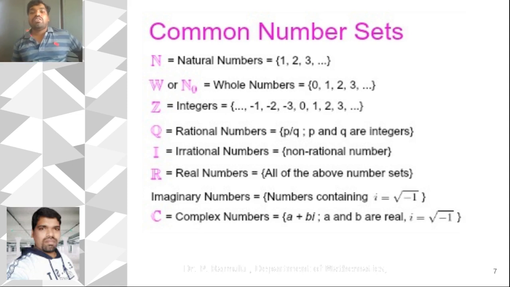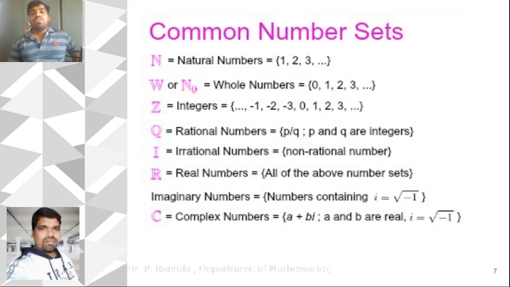Continuously, it is going on. Pi is still going to work like this: not terminating, not repeating. That kind of numbers are called irrational numbers. Real numbers: all the rational and irrational numbers together are called real numbers.